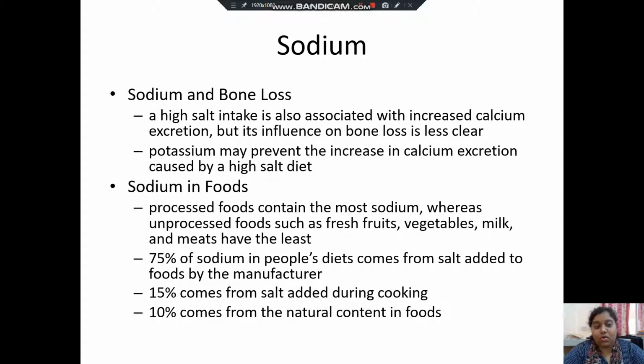Sodium and bone loss. A high salt intake is also associated with increased calcium excretion, but its influence on bone loss is less clear. Potassium may prevent the increase in calcium excretion caused by a high salt diet.